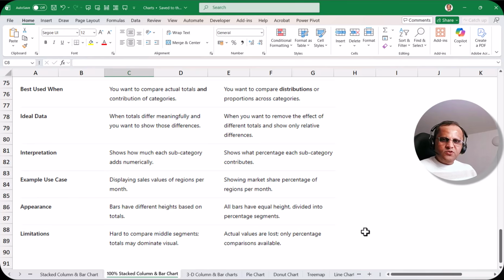Now in the next video, we'll be focusing on the last chart in both the column chart and bar chart categories, which is known as the 3D column chart and the 3D bar chart.